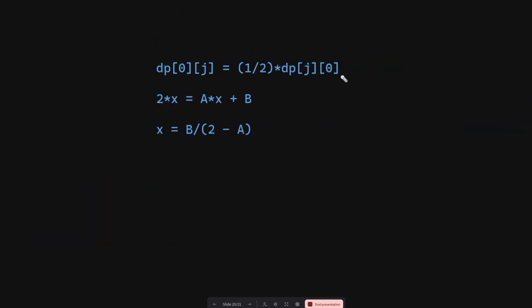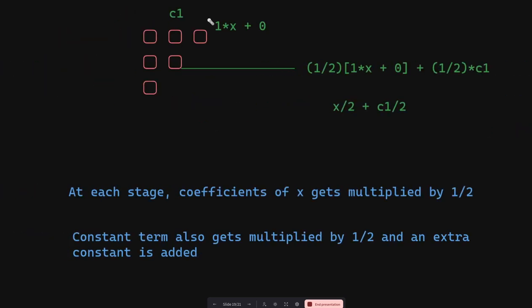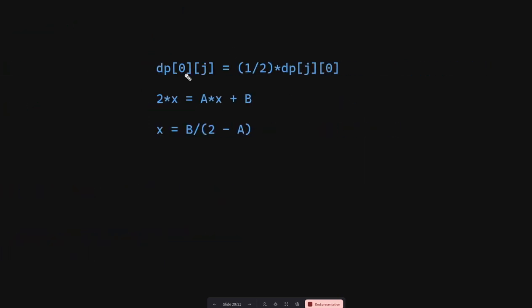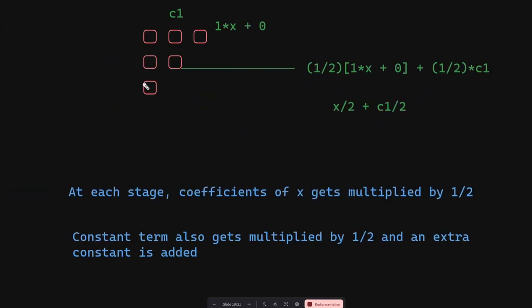So if at any stage, you had a linear function with a comma b, this will again be a linear function with a prime comma b prime, this will be a linear function with a star comma b star, and finally you will get this particular relation, right? dp 0 comma j is half of dp j comma 0, and this will of course be a linear function, and the left side is 2 into x, so you can derive that x is equal to b by 2 minus a, right? And here a and b represent the coefficients of the linear function for the cell on the farthest end of the anti-diagonal, right?